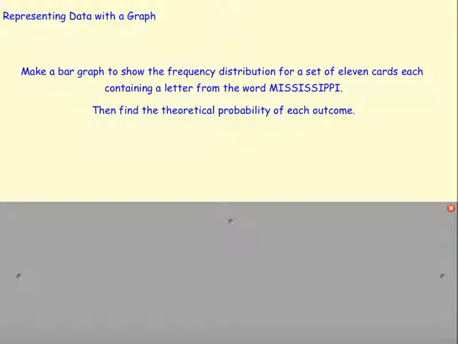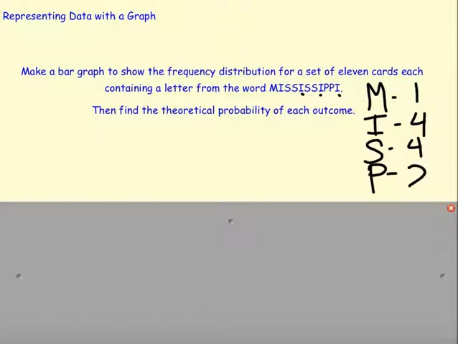Make a bar graph to show the frequency distribution for a set of 11 cards each containing a letter from the word Mississippi. Find the theoretical probability of each outcome. Now we're looking at all of these letters and seeing how there's more of some letters than others. So if we look, M, there's only 1. I's, let's see, we have 1, 2, 3, 4. For S's, we also have 4 S's. And for the P's, we only have 2. So in total, we have our 11 cards.